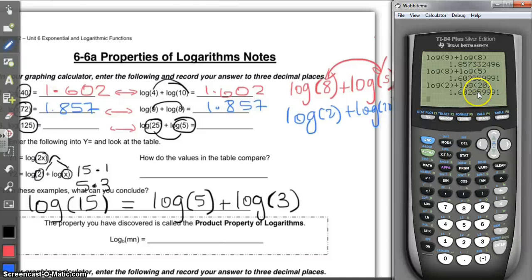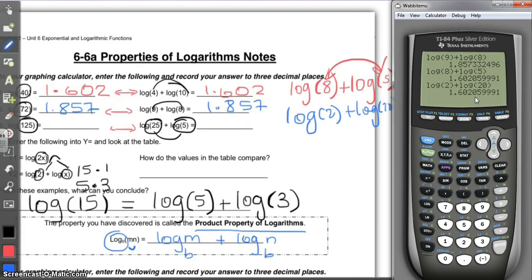Yes, I'm going to get the same exact number. So the rule is called the product property of logarithms. It means if you have two numbers that are multiplied, then you would have the same type of log. So if it's log base b, then it's going to be log base b of m plus log base b of n. You got it?